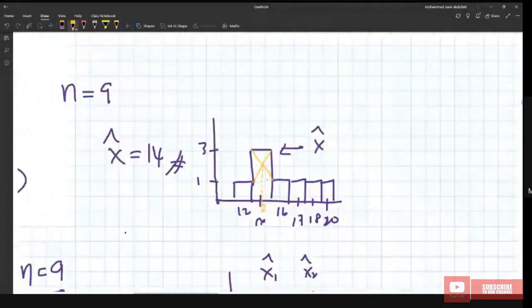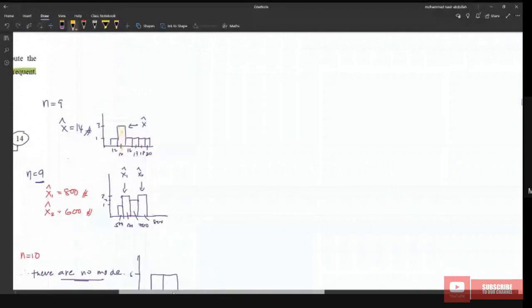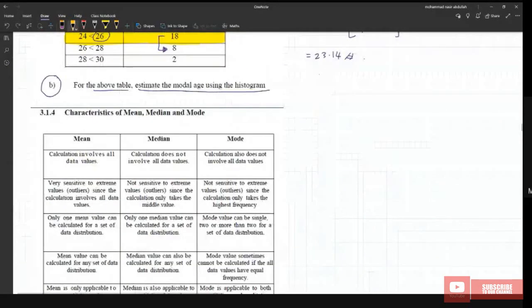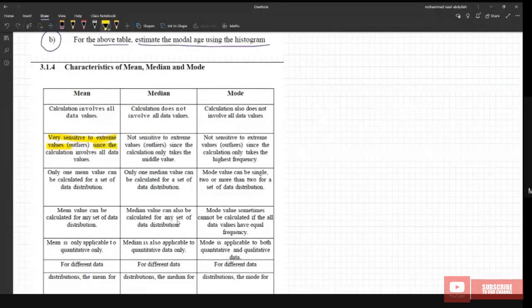So far, do you have any question? Right, good. So characteristic of mean, mode, and median. So this one I need you to read by yourself, right? So dia kata dekat sini, I just highlight some important things. Mean is very sensitive to extreme value since the calculation involves all data values. Median is not sensitive to extreme value since the calculation only takes the median value. And mode also is not sensitive to extreme value, right?